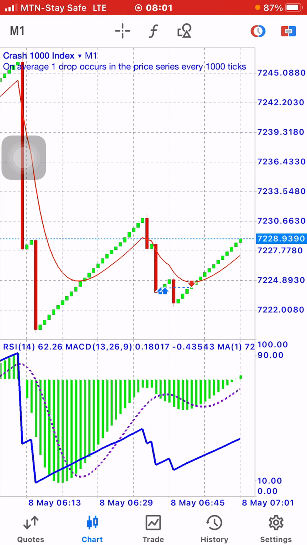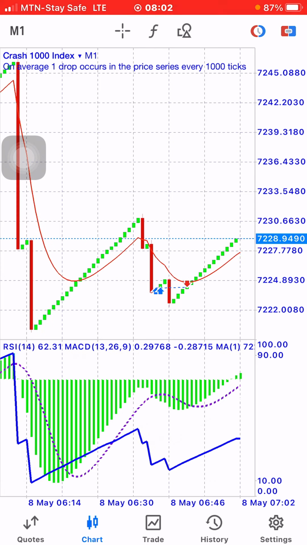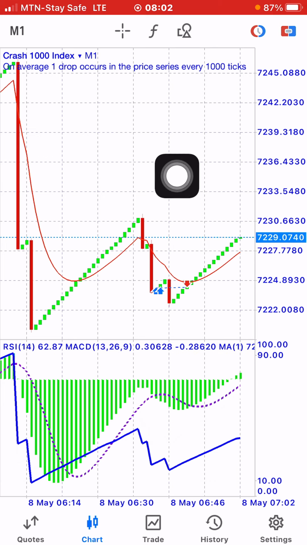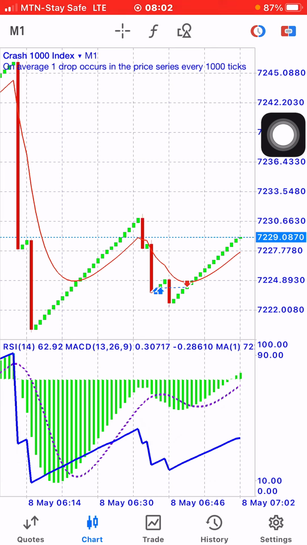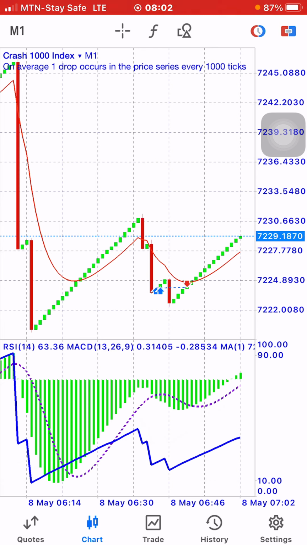So now what we are going to do today is learn how to use these indicators we have already set on Crash 1000 Index. Make sure you watch this video to the end. Don't skip any part and pay attention attentively. So what you need to do is this. Since you are on Crash 1000, you want to enter the market.